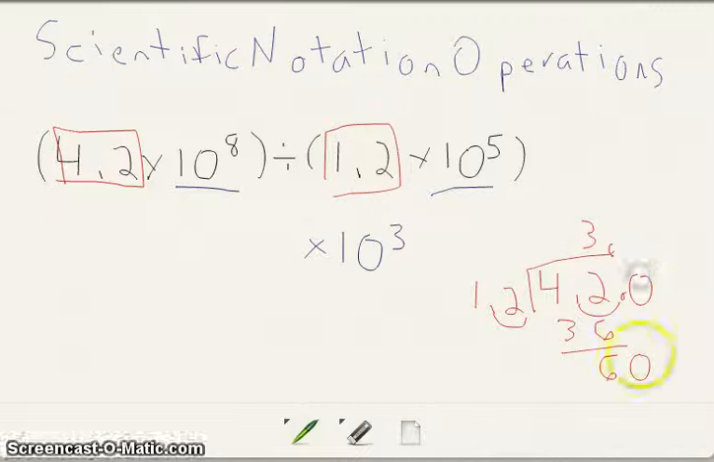Add a 0, bring it down. 12 goes into 65 five times, so I get 3 and 5/10. So my final answer is 3 and 5/10 times 10 to the third. So let's try another one.